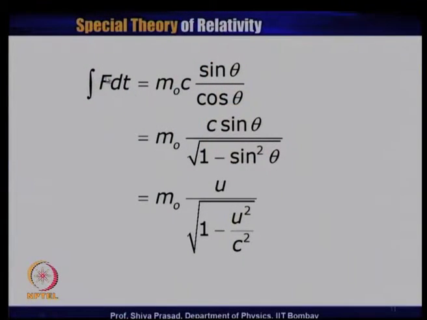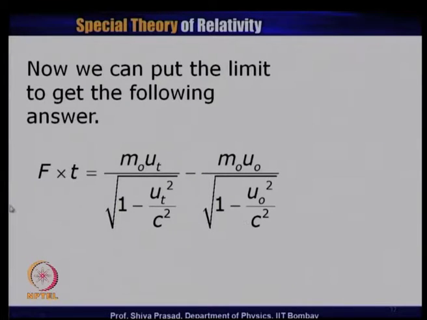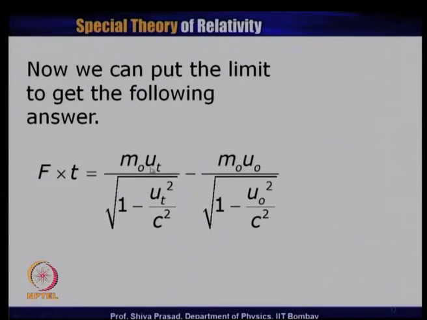Now we can put the limits. Say our limits were from u naught to ut. I take the same expression, first put ut here and here, minus, then I put the limit u naught here and here. So F multiplied by t is m naught ut divided by under root 1 minus ut square by c square, minus m naught u naught divided by under root 1 minus u naught square by c square.